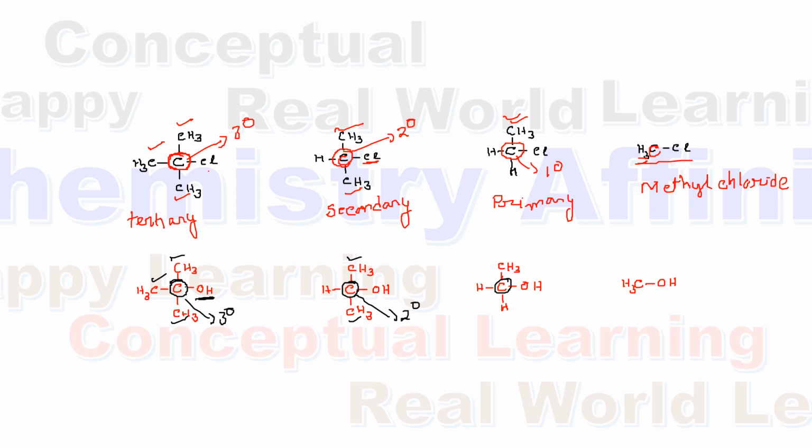Our concerned carbon is connected with only 1 carbon, meaning 1 methyl. So it is 1 degree, or we can say it's a primary alcohol. Now this is our concerned carbon. It is not connected with any carbons. It's only connected with 3 hydrogens. So it is simple methyl alcohol.